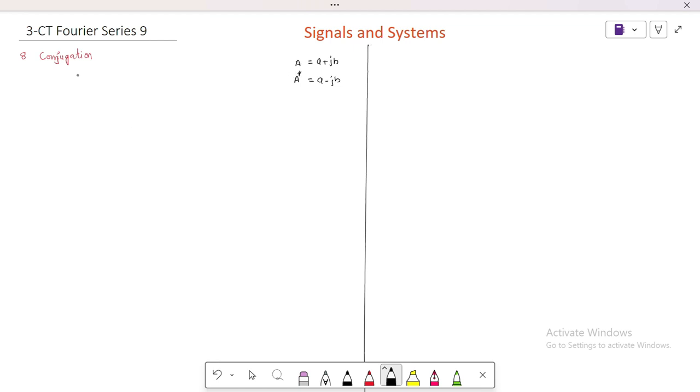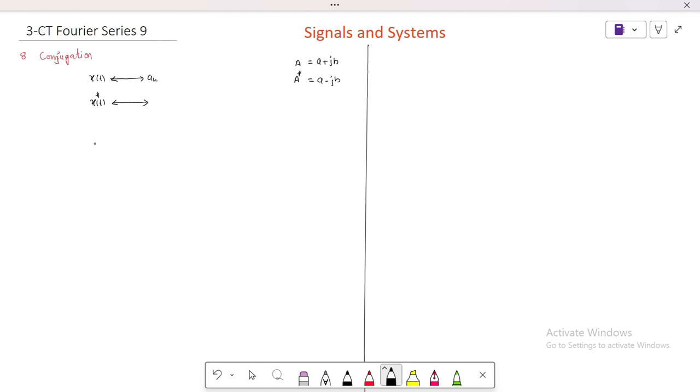Similarly, in complex conjugation in the Fourier series, for example, x of t has Fourier series coefficient a_k. Now I am applying the complex conjugation to the signal. So what is the corresponding Fourier series coefficient for this signal?